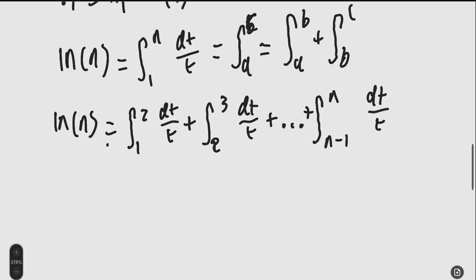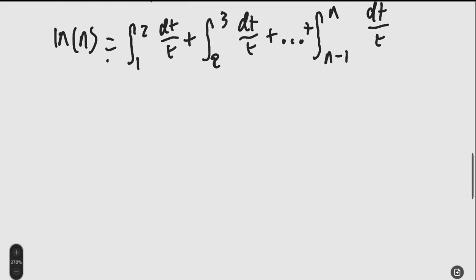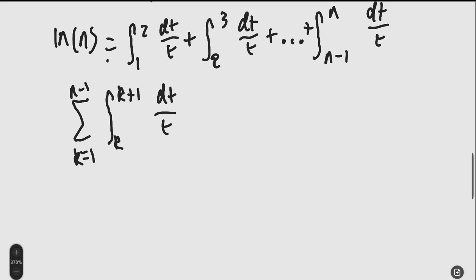Yes. And this is nothing but a finite sum from k to n minus 1. So we can write that out. It's going to be the sum from k equals 1 to n minus 1 of the integral from k to k plus 1 of dt over t. Cool.